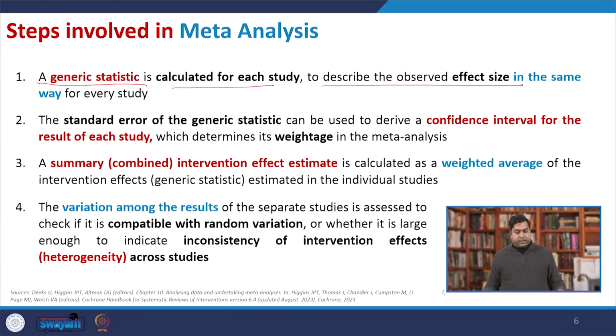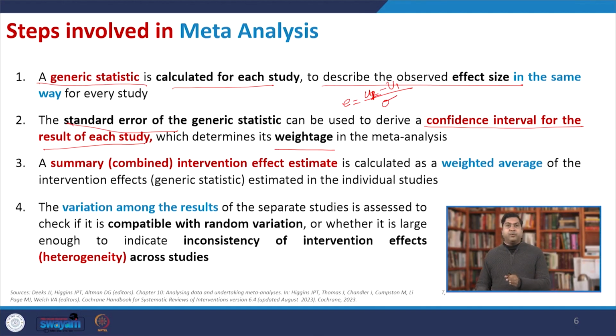Next, the standard error of the generic statistic. Whatever statistic we are going to measure, say it is the effect size. Many times we calculate the effect size as the difference between two mean values, divided by the standard deviation. There are different ways to calculate the statistic, and for those kinds of estimation there will be some standard error, which is used to derive the confidence interval of each result, which determines its weightage in the meta analysis.